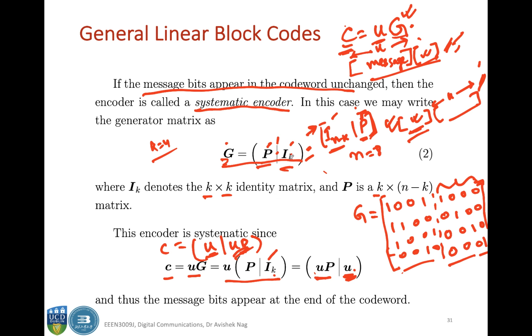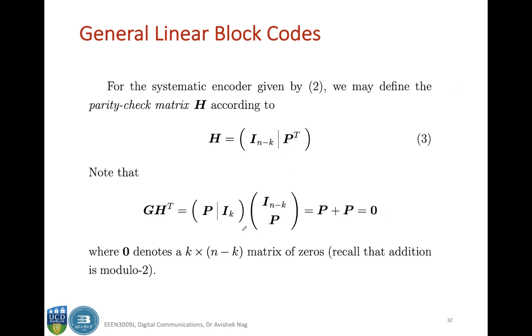So if your generator matrix is in this form, or in this form, then your message bits keep intact. Either the message bits come at the end of the code word, or the message bits come at the beginning of the code word. And this form of representation is called systematic representation. So for the systematic encoder given by equation 2, we may define the parity check matrix H according to this.